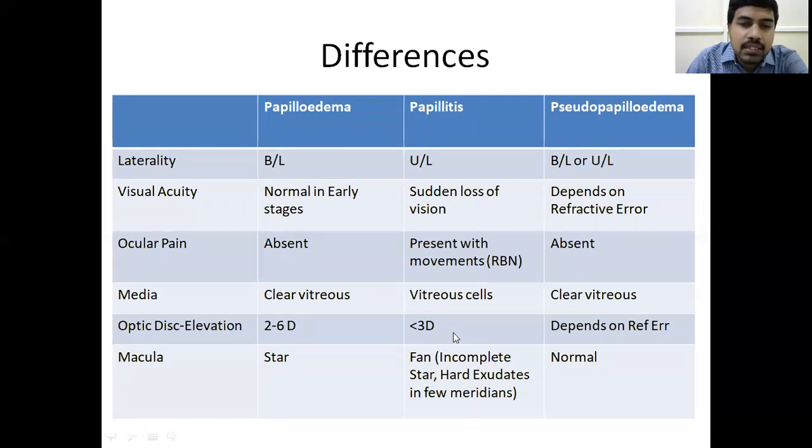Whereas in papillitis, it is less than 3 diopter, that is less than 1 millimeter. And in pseudopapilledema, it depends on the structural anomaly and the refractive error. And in papilledema also, macular star formation can be seen.